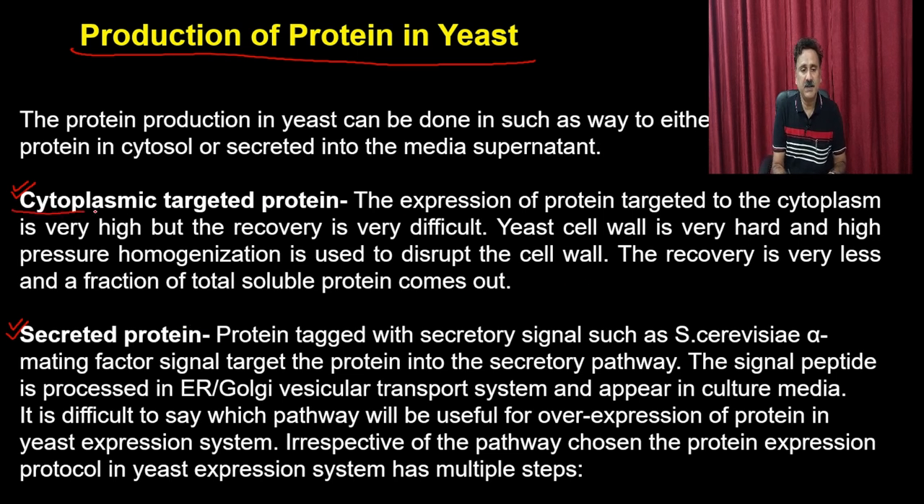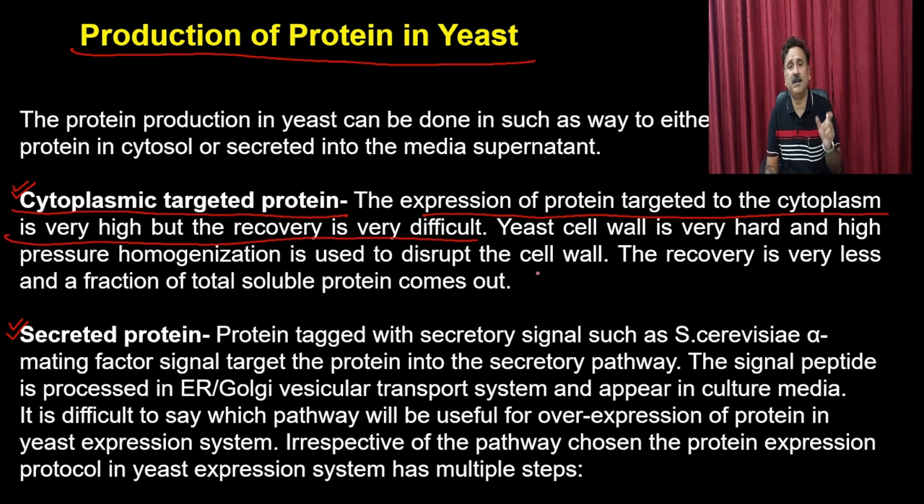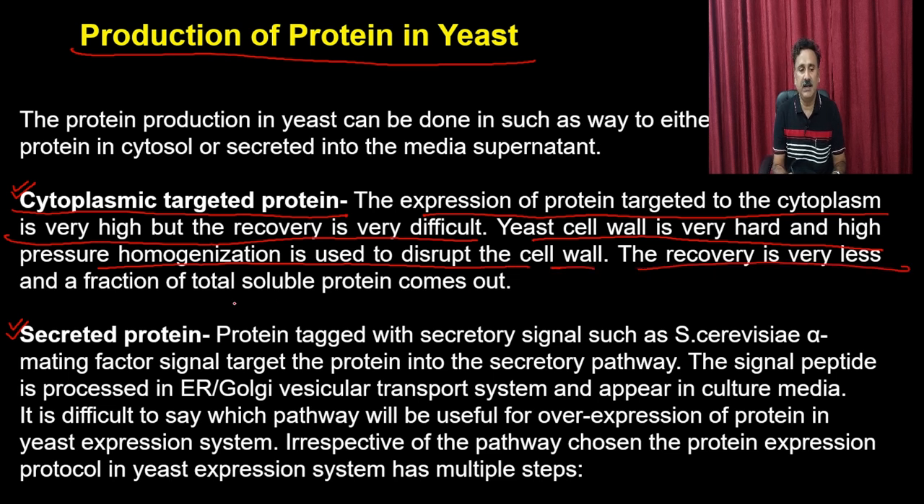For cytosolic proteins, the expression of the protein targeted to the cytoplasm is very high, but the recovery is very difficult because yeast has a very thick cell wall. Breaking the cell wall and then releasing the content of the cell is a very challenging task. The yeast cell is very hard, and high pressure homogenization is used to disrupt the cell wall. The recovery is very low, and the fraction of total protein that comes out is very low when you do cytoplasm-targeted production.